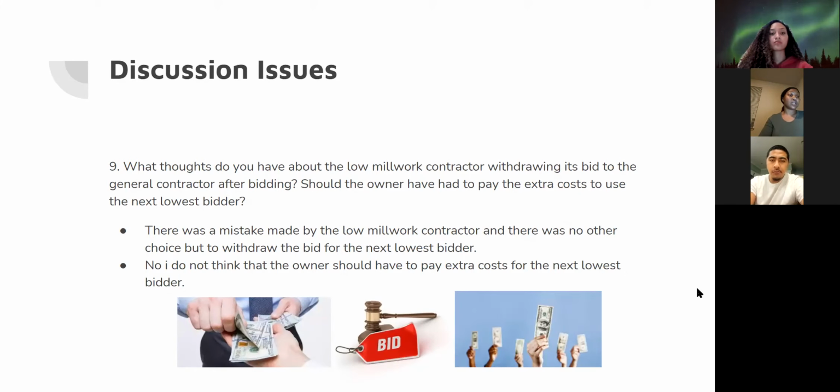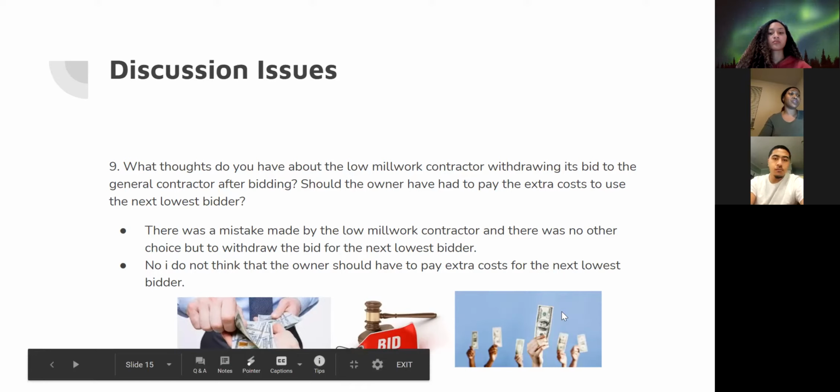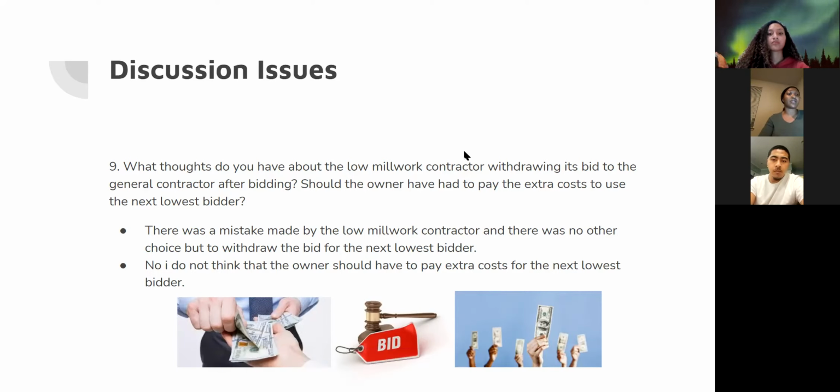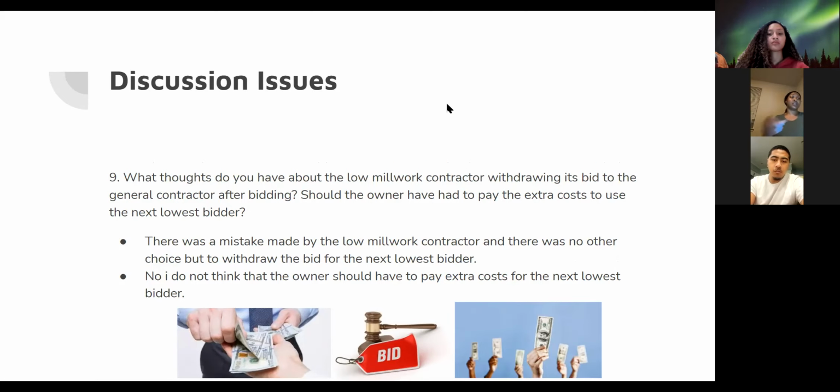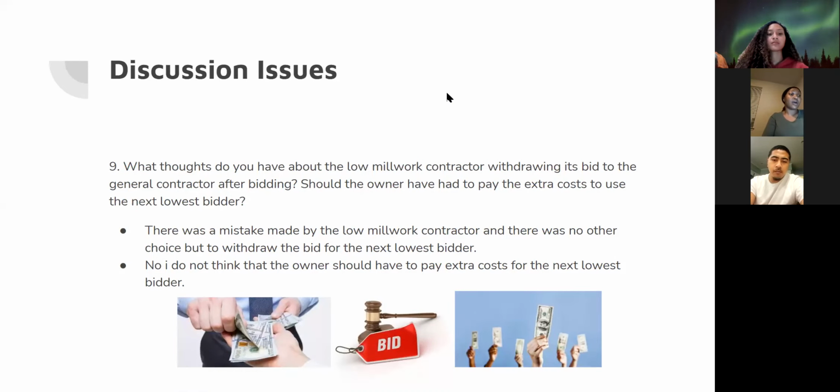What thoughts do you have on the millwork contractor withdrawing its bid to the general contractor bidding, and should the owner pay extra cost to use the next lowest bidder? There was a mistake, and the millwork contractor had no other choice but to withdraw the bid. For the next lowest bidder, no, I don't think the owner should pay extra costs.